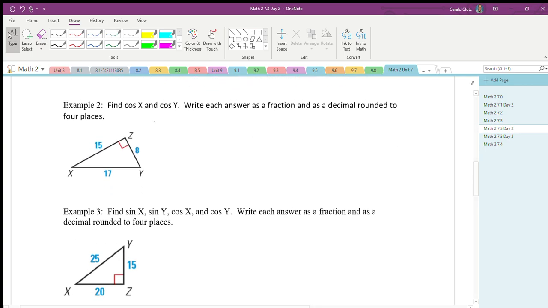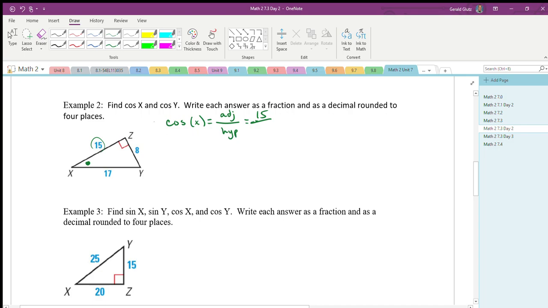So example 2, this time we got to find cosine. So cosine of x is equal to adjacent over hypotenuse. So if I look at angle x, the side that is adjacent, so remember, when it says adjacent, it's only talking about legs. So the adjacent side has to be attached to the 90-degree angle. So that would be 15 here.